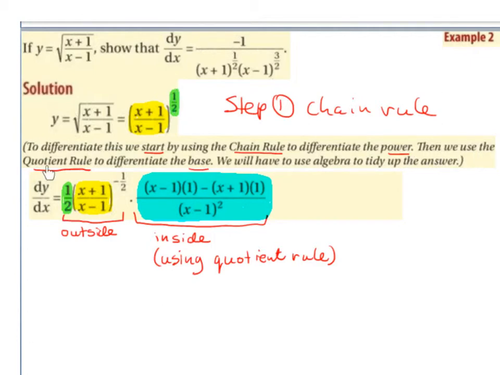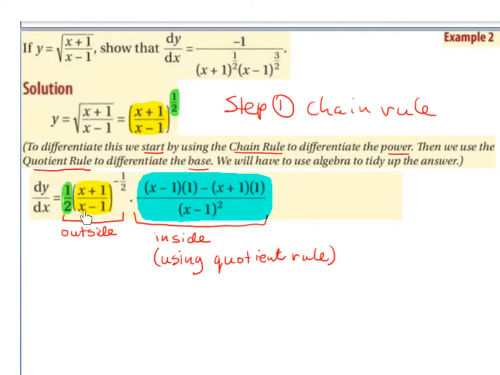Then we use the quotient rule to differentiate the base. We will have to use algebra to tidy up the answer. So if y is equal to (x plus 1 over x minus 1) to the power of a half, then dy/dx is going to be a half times (x plus 1 over x minus 1) to the power of minus a half. And that's going to be multiplied by (x minus 1 times 1 minus x plus 1 times 1) over (x minus 1) squared. So let's have a look at this.